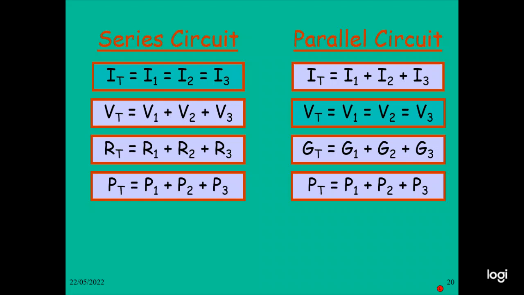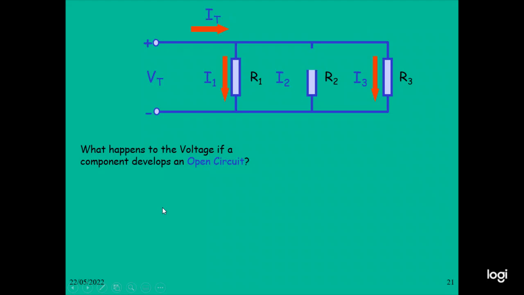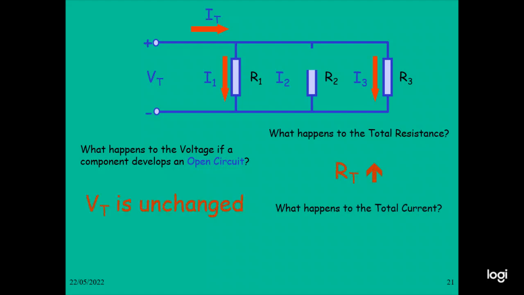Power total is equal to the summation of all power. So this is for the series and parallel circuit equation. In this case, you can see what happens when a component is open circuit. So here, resistance R2 is open. In this case, VD is unchanged, but the ID will be increased.